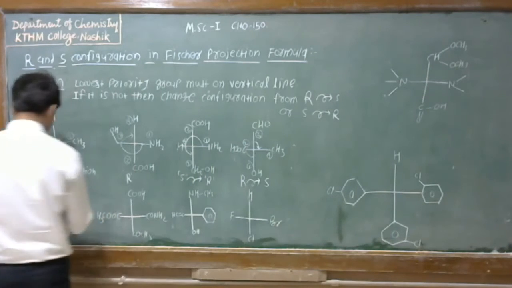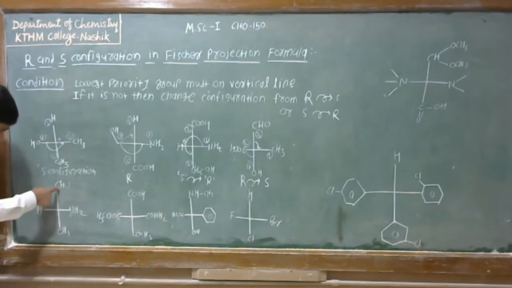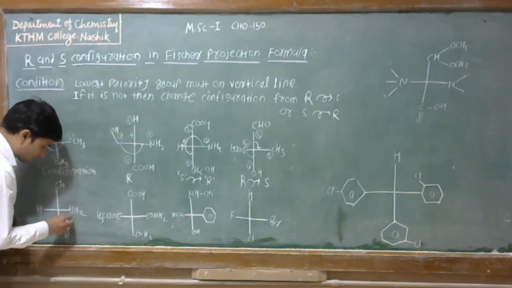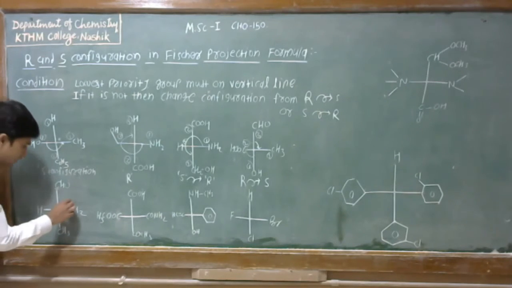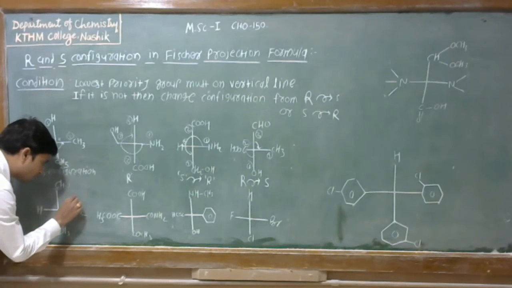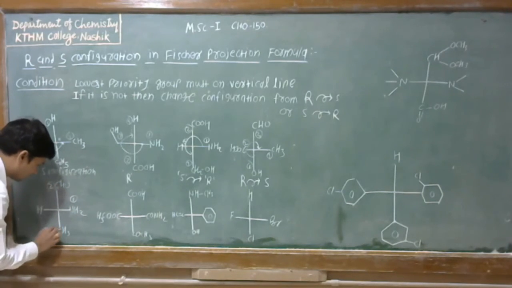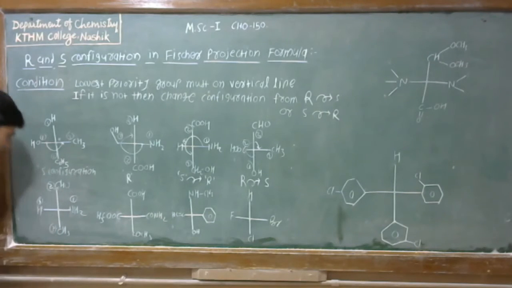In the next example, you can see here. See, this is the amine group, this is the aldehyde group, this is the methyl group, this is the hydrogen. So these are two carbons, one hydrogen and nitrogen. We know that nitrogen has atomic number 7, which is more than the carbon atomic number, that is 6. Therefore, the amine group has first priority, this aldehyde group has second priority, this methyl group has third priority, and hydrogen has fourth priority.